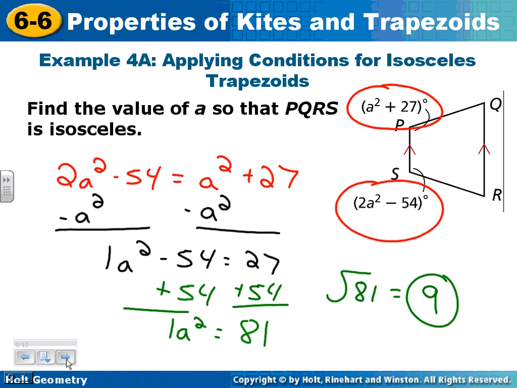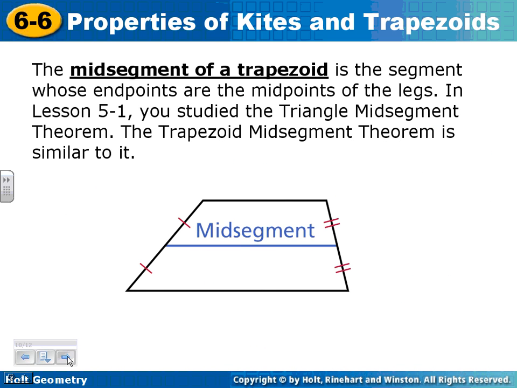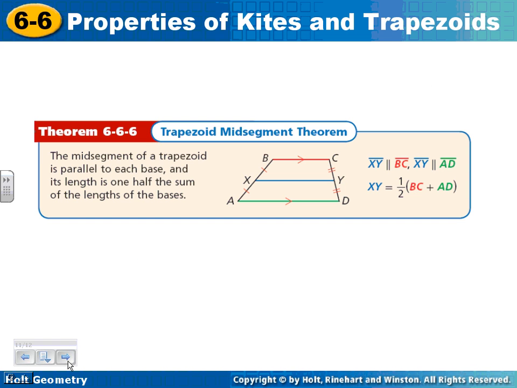3 more slides. Start off with a definition here. Midsegment. The midsegment of a trapezoid is the segment whose endpoints are the midpoints of the legs. In lesson 5.1, you studied the triangle midsegment theorem. The trapezoid midsegment theorem is similar to it. And that's on the next slide.